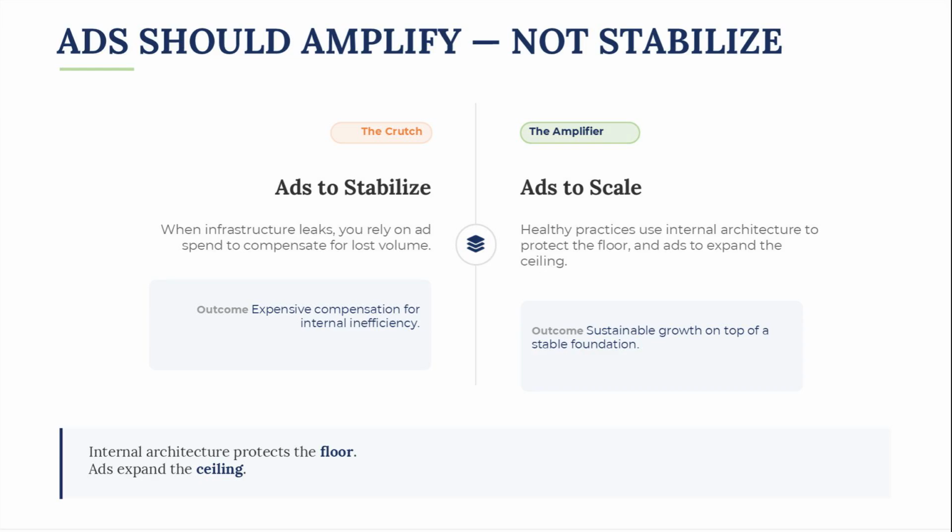This is where many practices start compensating. When infrastructure leaks, ads become the solution, not to grow, but to stabilize, to fill gaps, to replace lost volume, to smooth inconsistency. And over time, that becomes expensive compensation, not for demand, but for inefficiency.